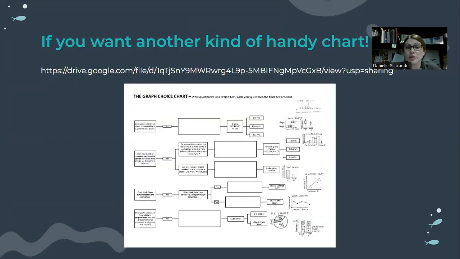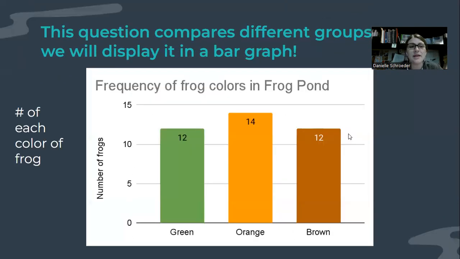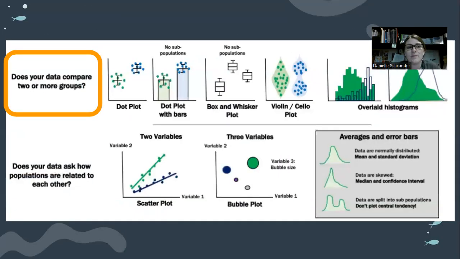This is another alternative to the chart. Sometimes some people prefer the color one. Some people prefer this one over here. It's completely up to you. Both of them are linked in the Google Classroom. But the idea is that we are comparing 2 or more groups, which means these are the graphs that are available to us. Dot plots with bars, box and whiskers. We've got a lot of options here.